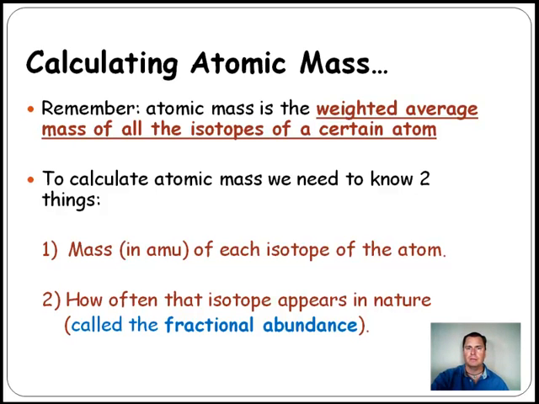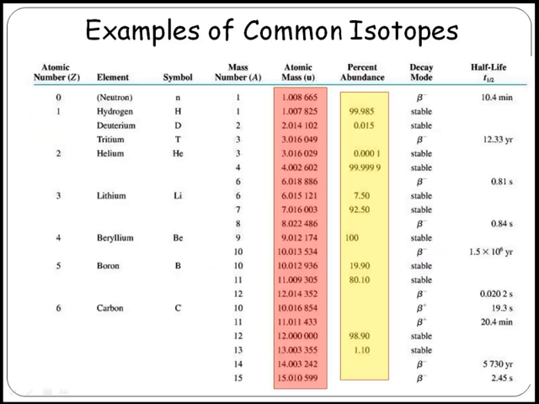Let's go back and look at some common isotopes here. Okay, you can see here in this column we have our atomic masses. We can calculate those out. Then we have the percent abundance. Well, percent abundance is related to fractional abundance. The difference being the fractional abundance is the decimal form of the percent abundance. So the fractional abundance for hydrogen 1 here would be 0.99985. For hydrogen 2, it's 0.00015. All we need to do is move the decimal two places to the left.